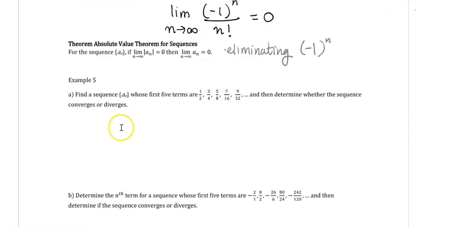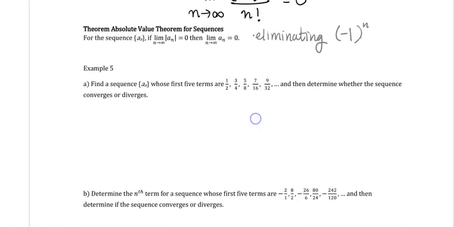Let's look at example 5 where we want to do the same thing, but we need to first come up with an expression for this sequence. We don't have what a sub n is, so we need to do some pattern recognition. In the numerator, I observe that I have a sequence of odd numbers.